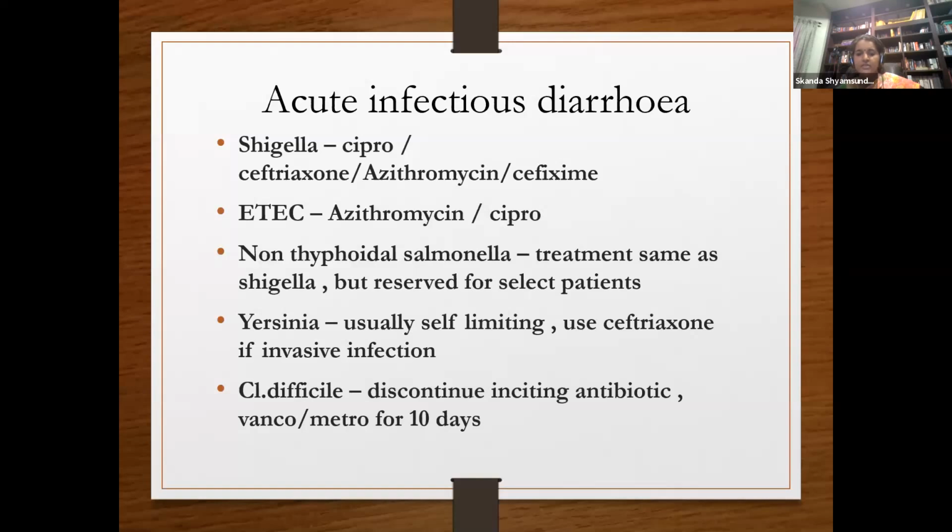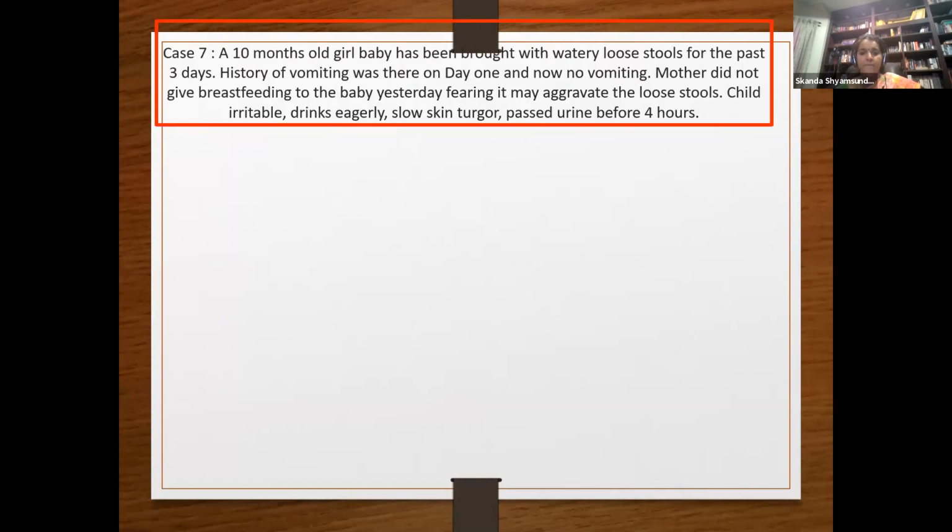It's usually self-limiting. Yersinia, it's usually a self-limiting infection. Ceftriaxone only if the child is becoming bacteremic and if it's an invasive infection, then only you start ceftriaxone. Clostridium difficile, you discontinue the antibiotic which is causing the problem. Then you start the child on vancomycin or metronidazole for a period of 10 days. So this is a classical case of what we see in summer.